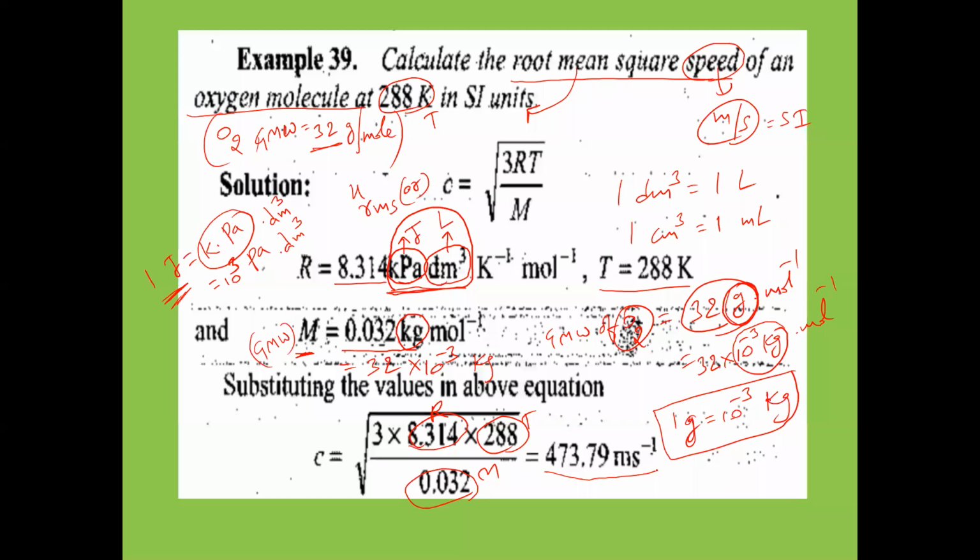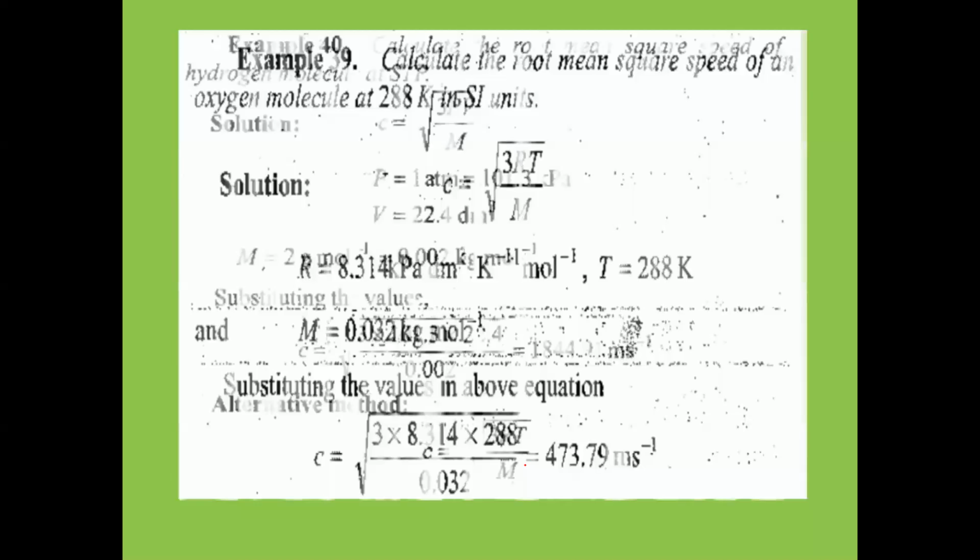So the C value, the RMS velocity, is equal to 473.79 meter per second. Again, this final answer you have to get later. Today only you do all these problems. I'll send you the PPT today compulsorily. If I forget, anybody remind me on WhatsApp. I will send you. So please do all the problems. Final answer you have to get on your own.